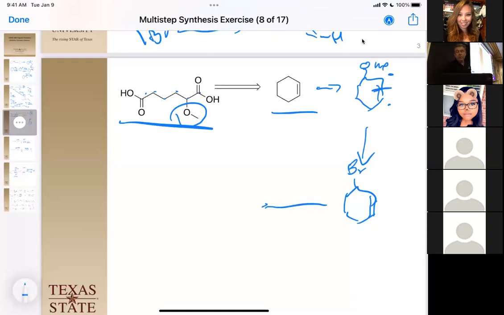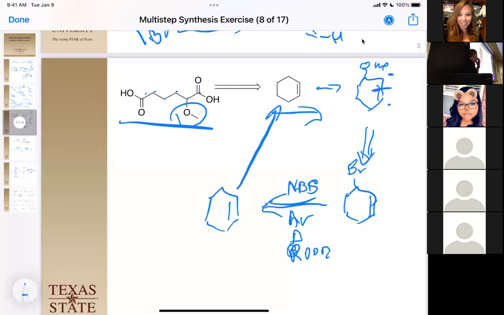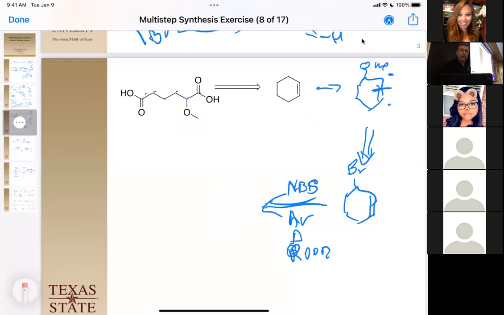So that means we can back that up to NBS. Let's see, I think there's h nu or heat or peroxides, ROOR. And that takes us to our allowable starting material here. So let's put it all together. We're going to start on this side right here with our alkene. We're going to do NBS with, let's just do peroxides, which is going to give us our allylic substitution, bromine.